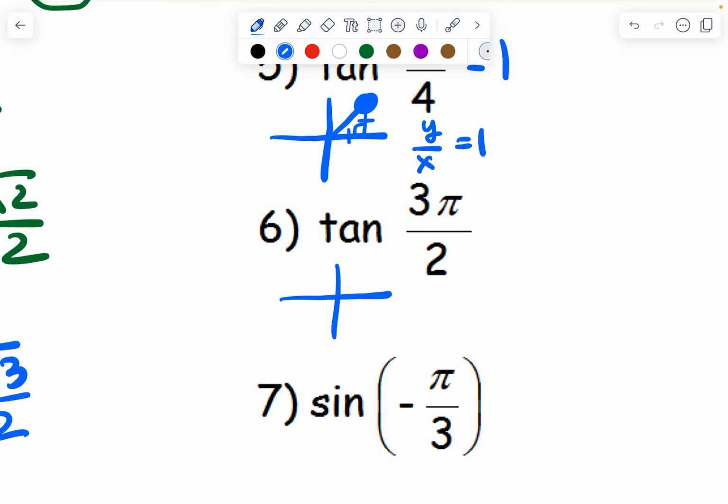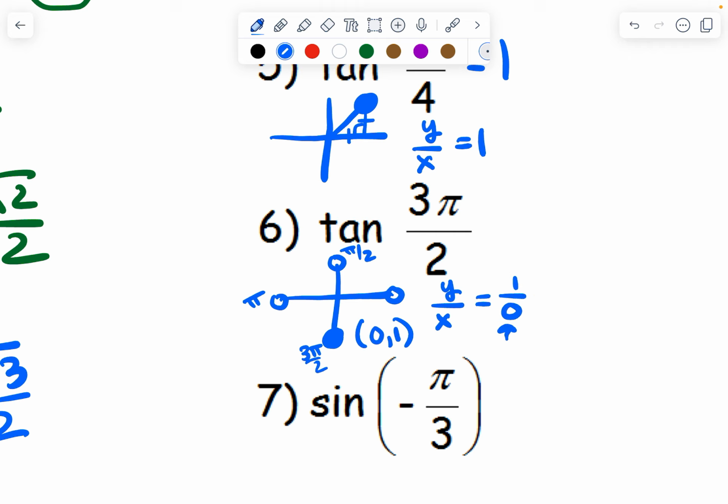Tangent of 3 pi over 2. So family of 2's will be on your axes, the vertical and horizontal. Pi over 2 is up here. This is just pi, which means 3 pi over 2 is down here. So we're looking at this one. So we need the x-coordinate and the y-coordinate. This is going to be 0, 1. And tangent is going to be y over x, which means we have 1 over 0, which means because we can't divide by 0, this one is undefined. Graphically, what we'll see in the next lesson, this means there is a vertical asymptote for tangent at 3 pi over 2.